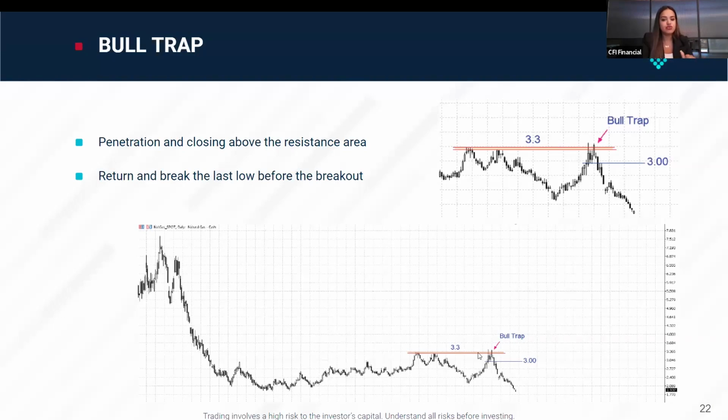So we need to have a resistance area or a resistance level. The price, as you can see here, exceeded the resistance level, first of all. Then the price returned, and as you can see, it broke the last low before the breakout and achieved stability below this level. So this is considered a bull trap, and it is recommended to look for selling positions. Test the strategy on your demo account. Then if it's helpful, you can start applying it on your real account.